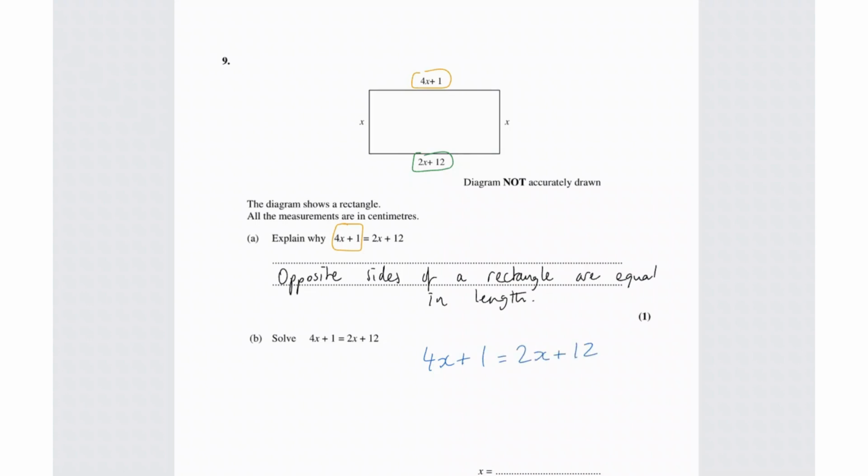So first step here, get all the x's on one side. I'm going to get rid of the 2x on the right, so it means I have to take away 2x from both sides. I then need to get rid of the 1, so I take away the 1, and then I need to divide 11 by 2, which is 5.5.